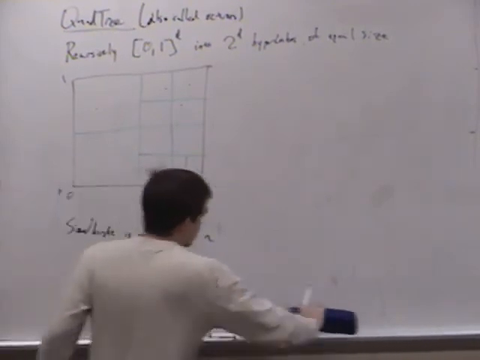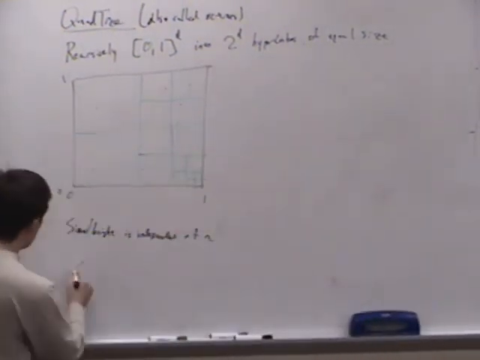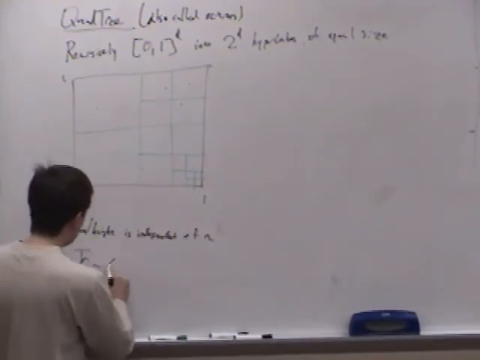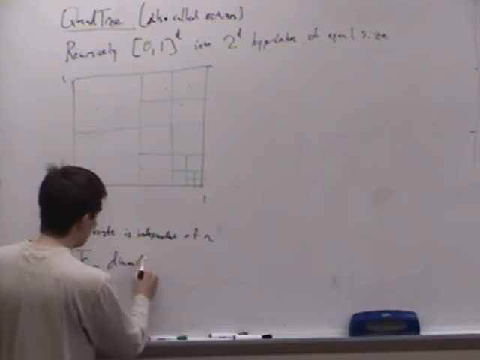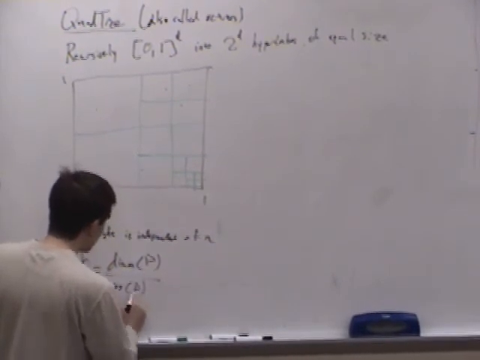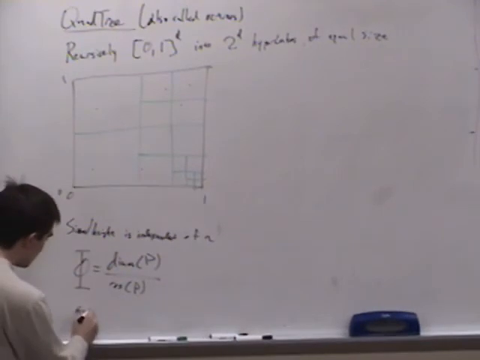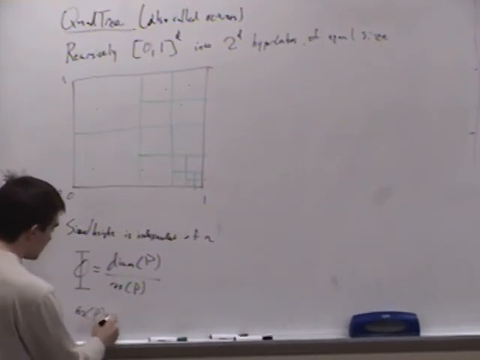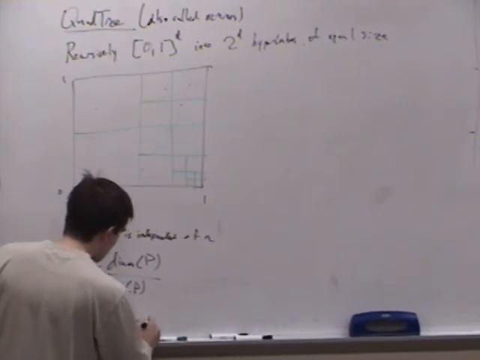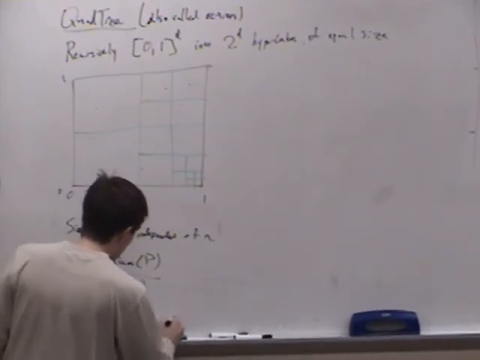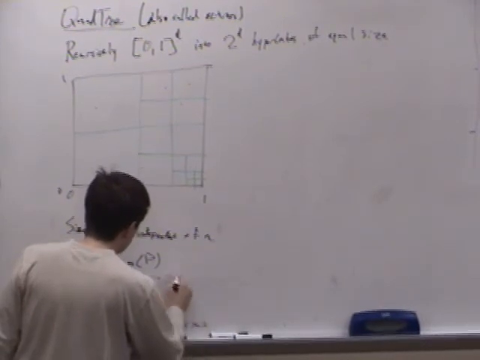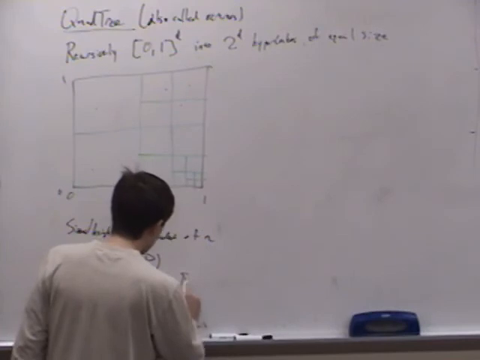Instead, we're going to define this new quantity, which we're going to call the spread, and we'll write it as phi. So phi is equal to the diameter of our point set divided by the resolution of our point set, where the resolution of the point set is basically the distance between the closest pair. And this is called the spread.